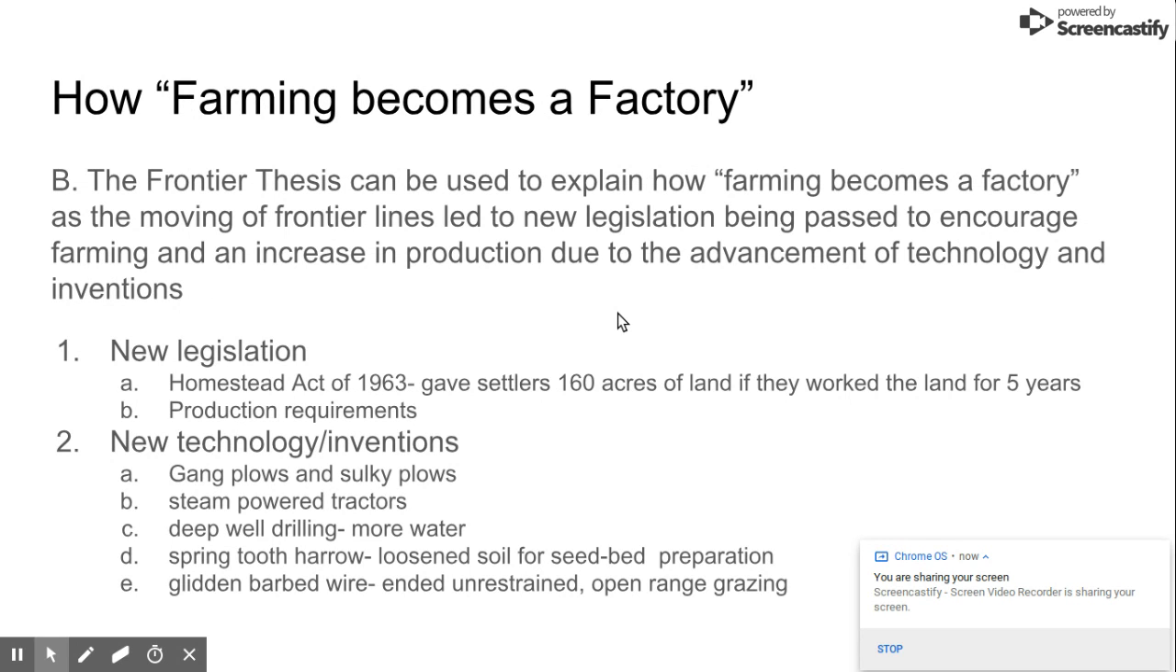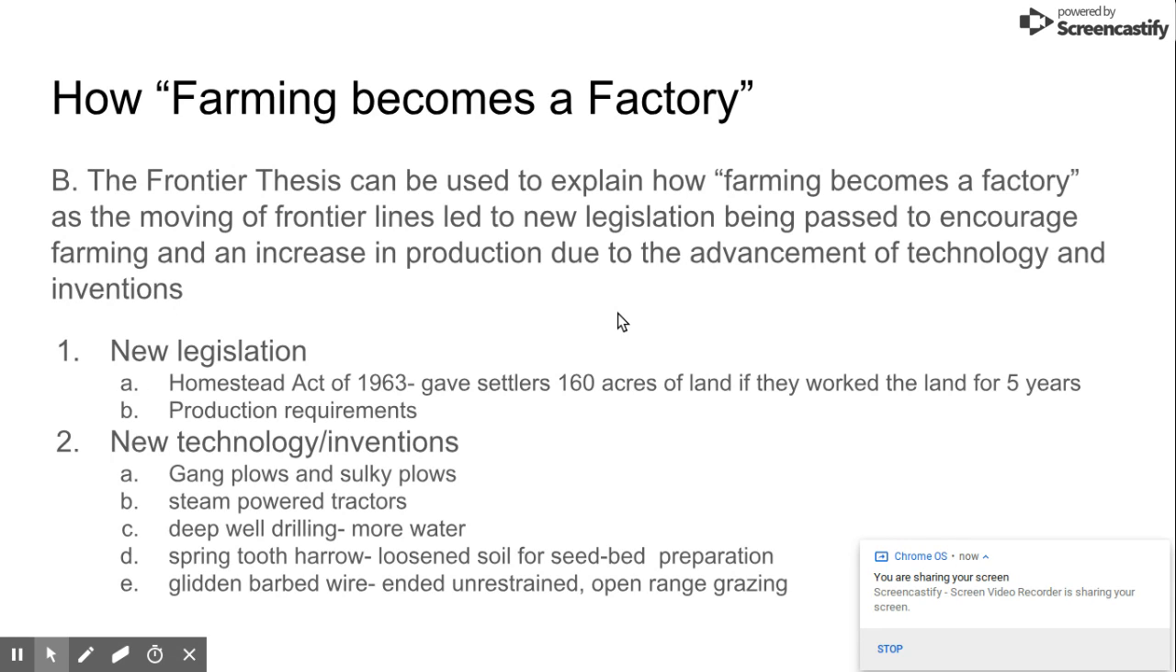The second part of our thesis was how the frontier thesis explains how farming becomes a factory. And the first part is the frontier thesis led to the passing of new legislation, such as the Homestead Act of 1863, which gave settlers 160 acres of land if they worked the land for 5 years.